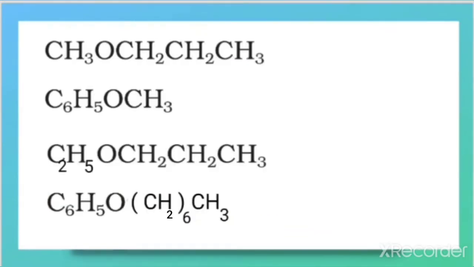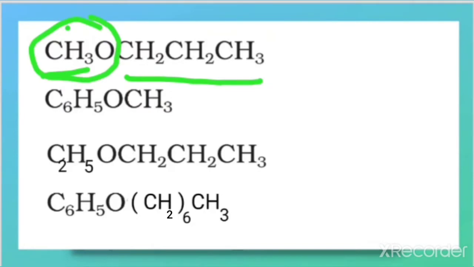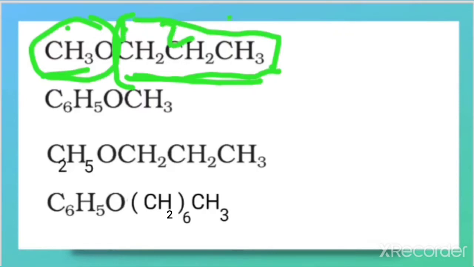Now let us discuss some unsymmetrical ethers. First of all, the two alkyl groups here are not the same; this is the methyl group and this is the propyl group. So which one has to be taken as the substituent? The smallest alkyl group, that is methyl, and oxygen together become a substituent, and this part is taken in the main chain. So in the main chain, you have to number the carbon atoms. The substituent is attached to this carbon, so that carbon is taken as the first carbon. This is the first carbon, second carbon, third carbon.